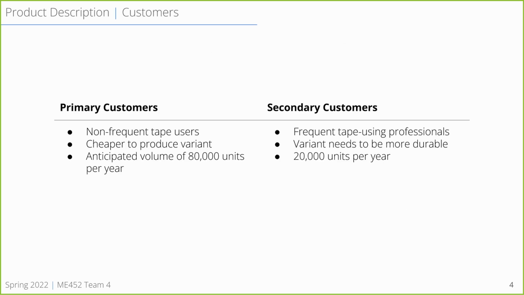Our primary customers are non-frequent tape users, perhaps people at home that might need to tape boxes for moving and then not use it again for a while. And our anticipated production for this group of customers is 80,000 units per year. Our secondary customers are people that need to use it often, probably professionals in the shipping industry or something like that. And for this variant, we want it to be more durable, but we will produce a smaller quantity of 20,000 units per year.